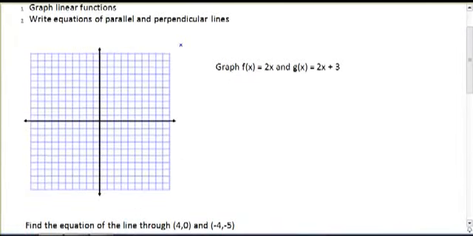And I just skipped to the bottom. That is not exactly what I was trying to do. Alright. So let's start out here by graphing.